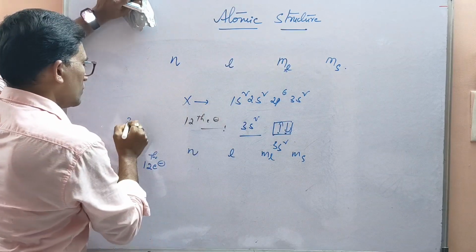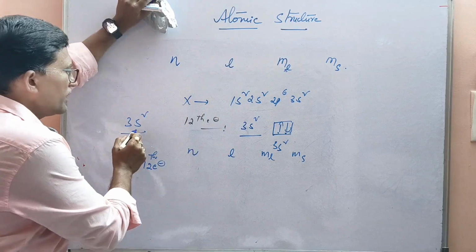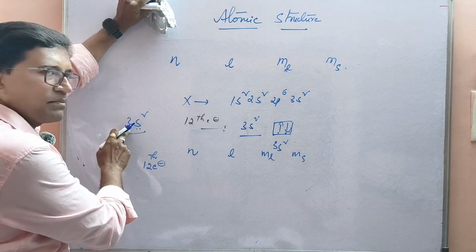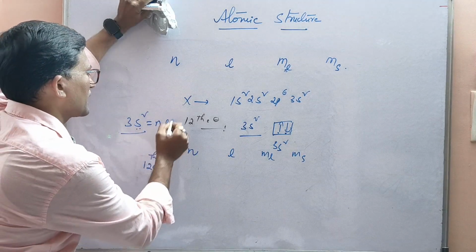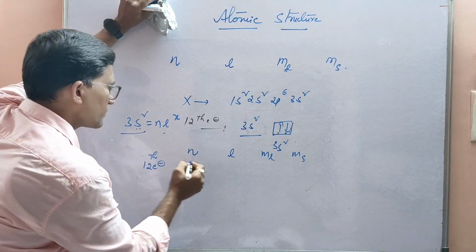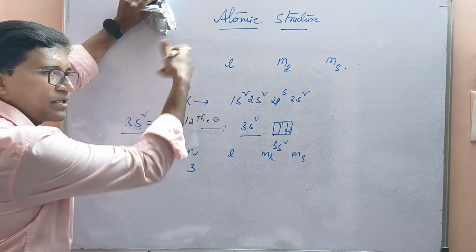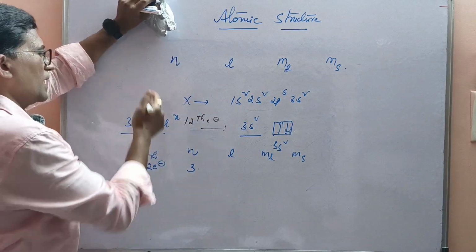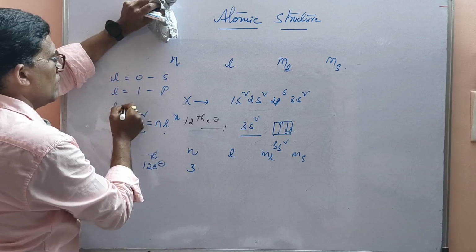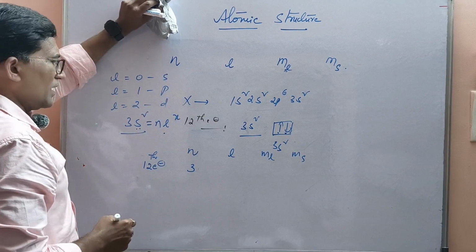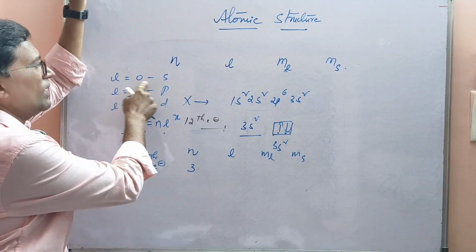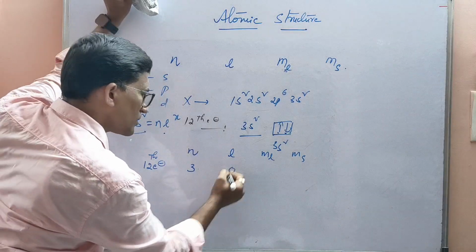So if I take this one, 3s2. This is an s orbital. In front of this s orbital, what is the number there? I will compare this with NLX, then you will understand more easily. So the N value is how much? 3. L value if it is 0 means s orbital, if it is 1 means p orbital, if it is 2 means d orbital. Now we have an s orbital in this configuration, so the L value will be 0.